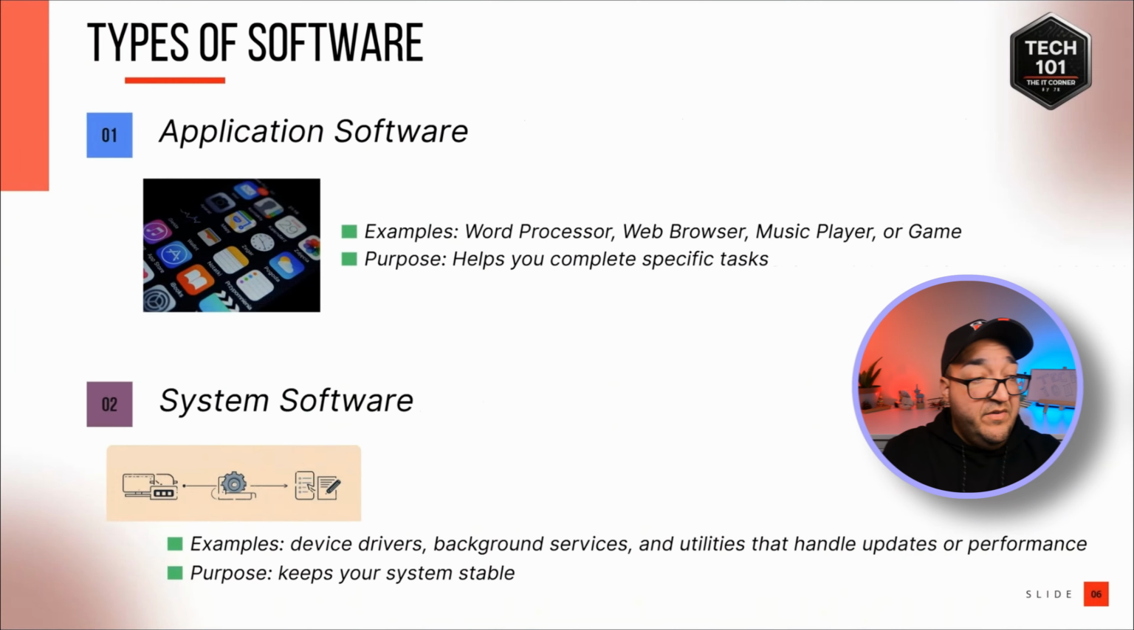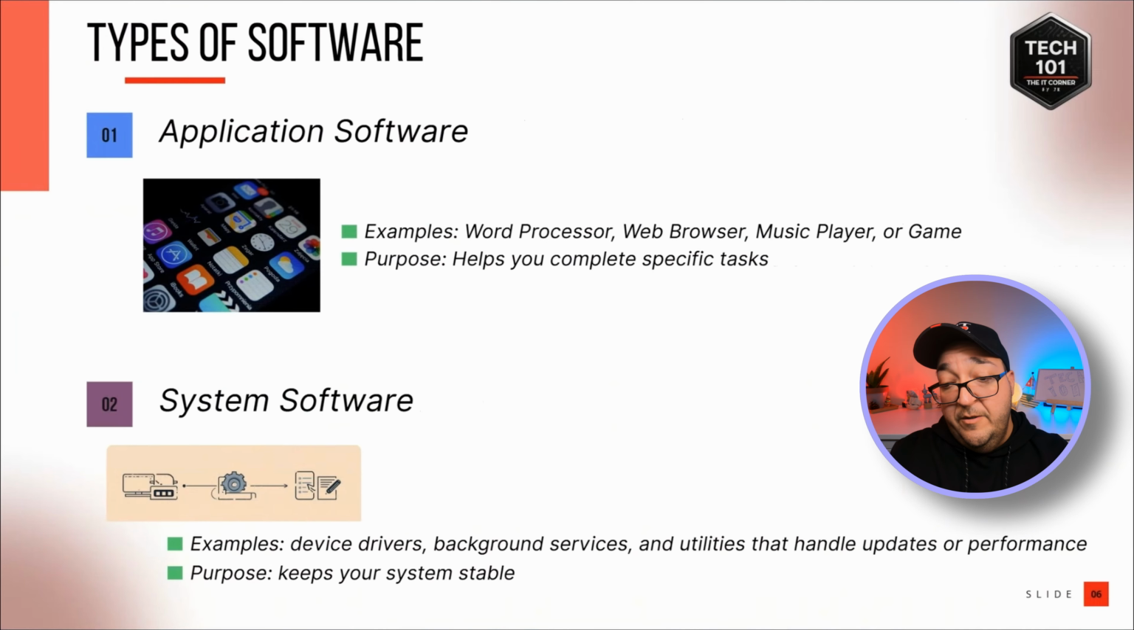Types of software, okay? Now that we know a little bit about the OS, let's talk about these categories. The 3 main types you'll encounter. Application software: programs that you actually use. Some examples are Microsoft Word, a web browser, or a music player, which help you complete a specific task. Then you have system software.